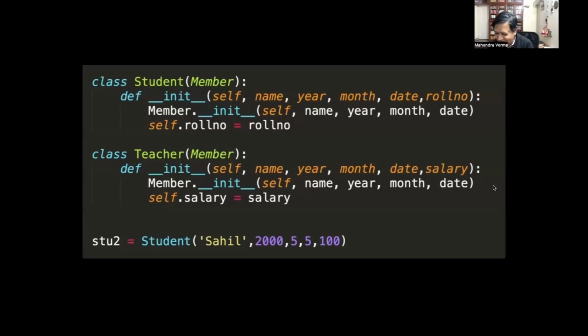So the definitions are like this. Remember, I already defined the member class before. Member had name and date of birth, but student is a new class, a child class. So it has the properties of the parent, which is member, and also it has another field called roll number. So student has a roll number.